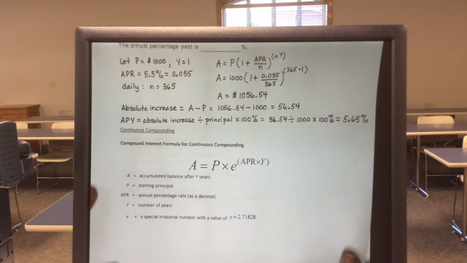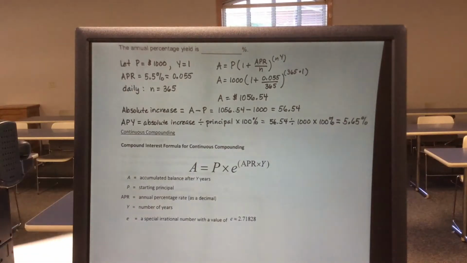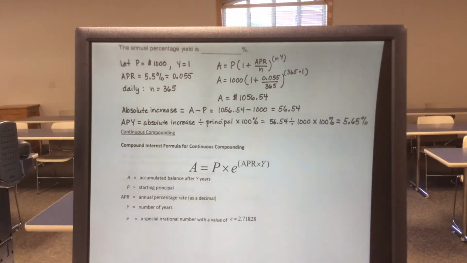Now let's talk about continuous compounding. Now, continuous compounding is this formula: A is equal to P times E to the APR times Y. Now, your A, of course, is the accumulated balance after Y years. Your P is going to be the starting principal. Your APR is going to be the annual percentage rate as a decimal. Y is the number of years. And E is the special irrational number with a value of approximately 2.71828. Okay, irrational means that it is a non-terminating, non-repeating decimal, by the way.